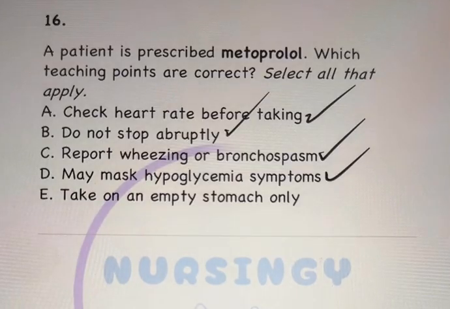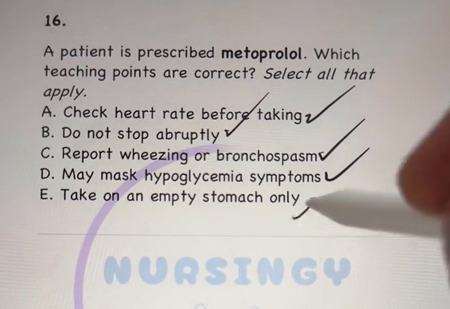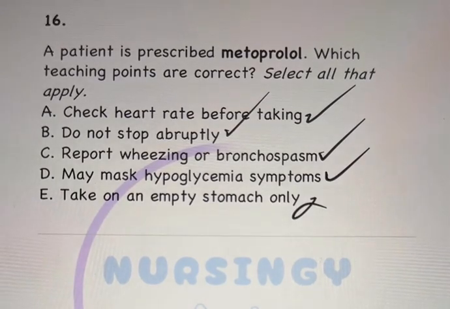Okay, take on an empty stomach. Does it have any relationship to food? Okay, so we don't want to take it on empty stomach. Actually, we need to take it with meal, just per day, with meal, because it is known to increase absorption. With meal, we see increased absorption of medication.